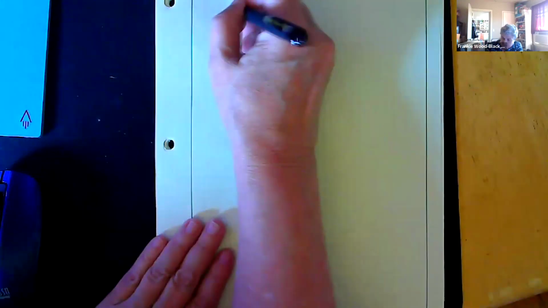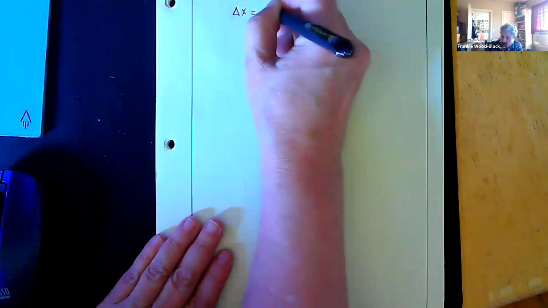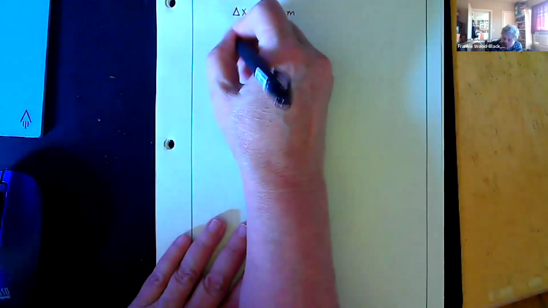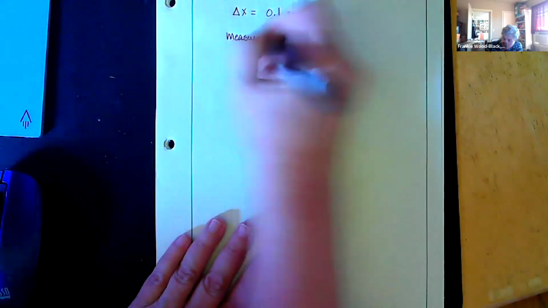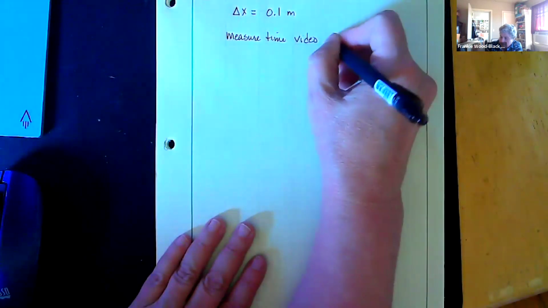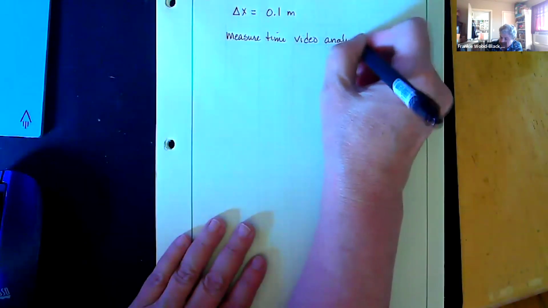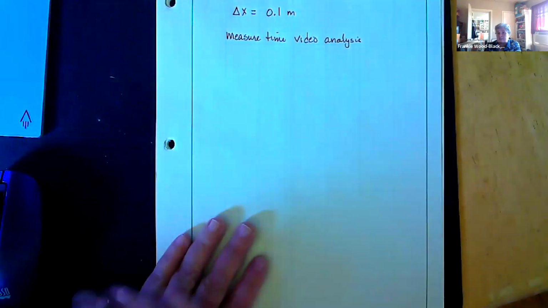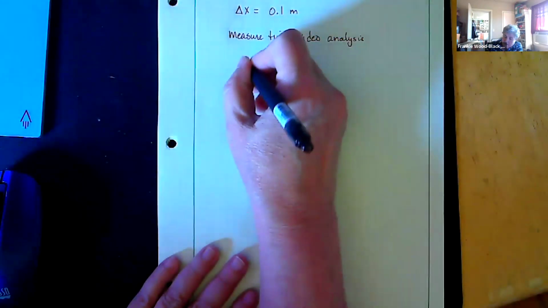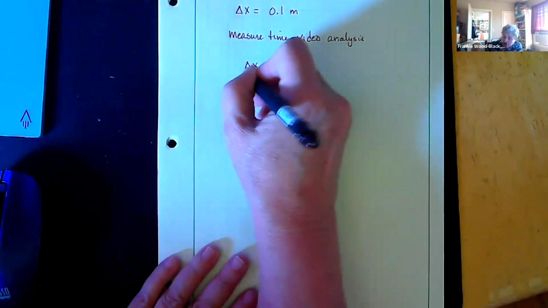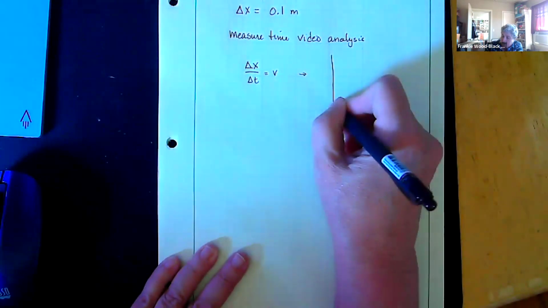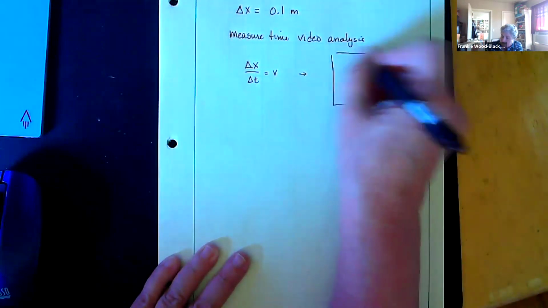We know our change in distance is going to equal 0.1 meter. You're going to measure your time from your video analysis. You could even use your video analysis to determine velocity if you want to. But remember that my change in position over my change in time is going to equal my velocity. And you're going to get at least 5 different velocities.